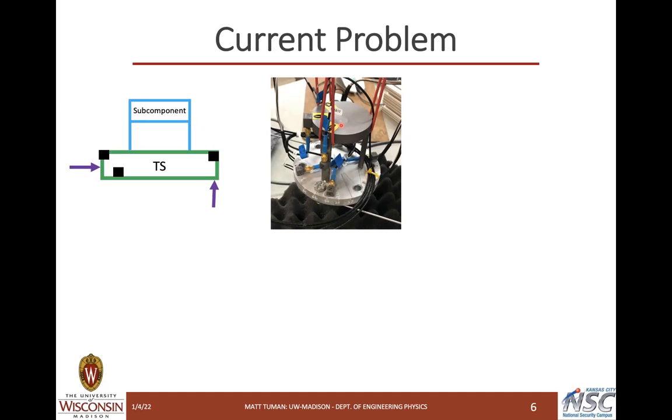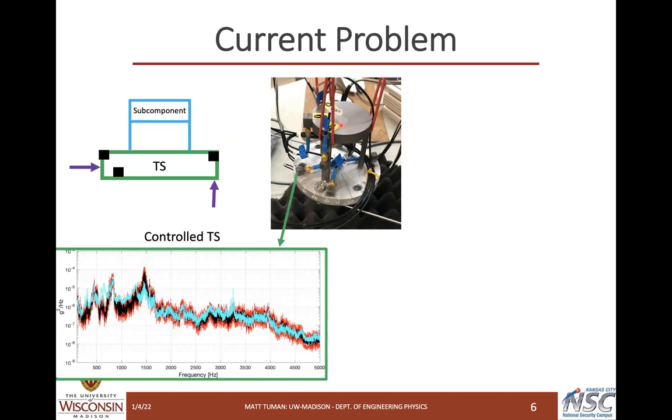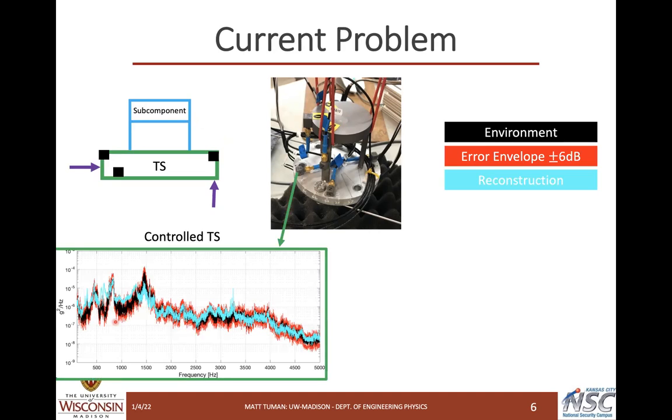An example of what these profiles look like is shown here for an accelerometer on the plate. The black line is the environment acceleration profile we are trying to match. The red lines are plus or minus 6 dB error envelopes of the environment. And the blue line is the response measured during our reconstruction test using our 6 shakers. So as we can see, we do a relatively good job of matching the operational response for an accelerometer on the plate, which is expected because the software is controlling to this.